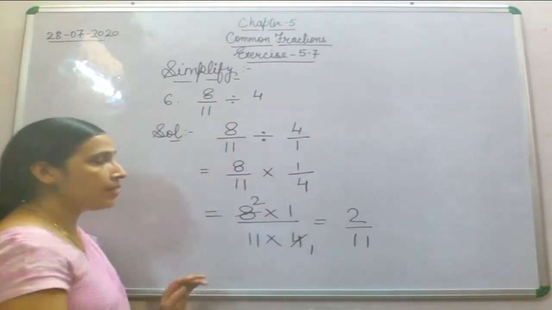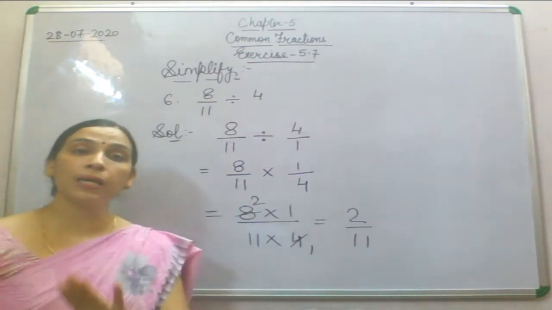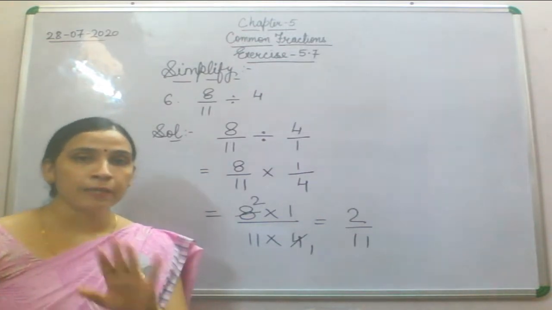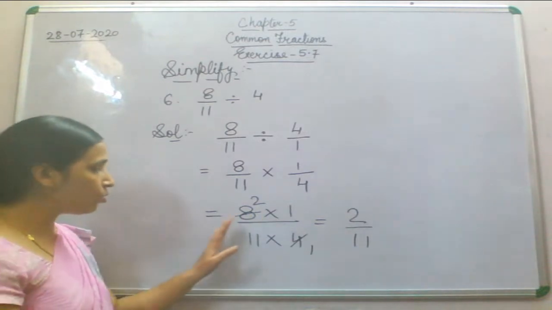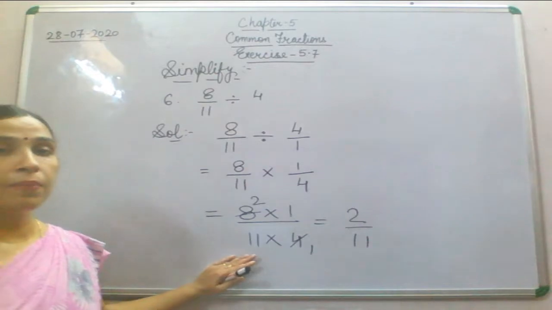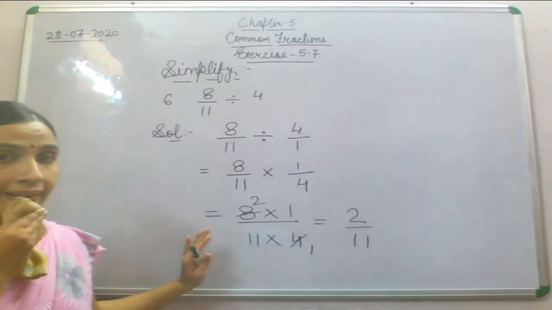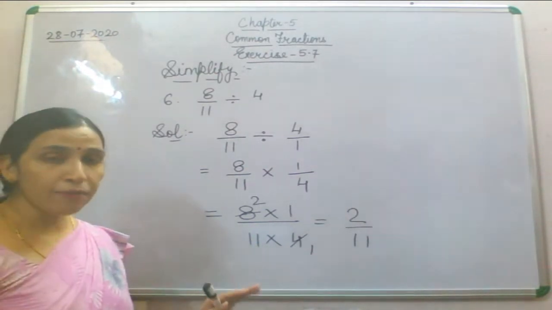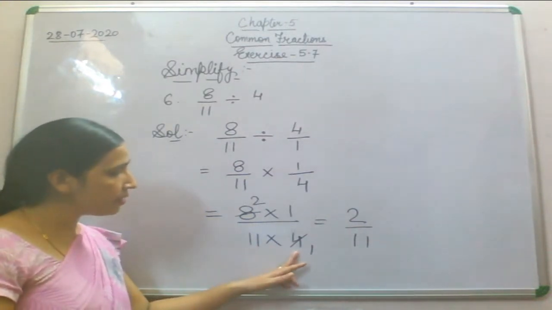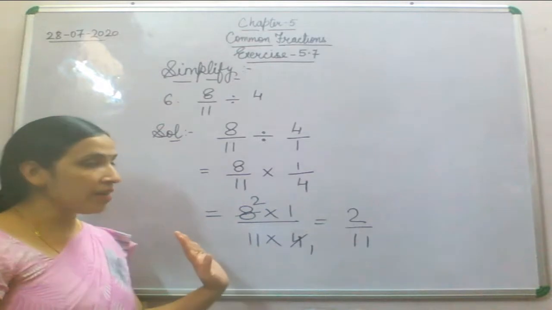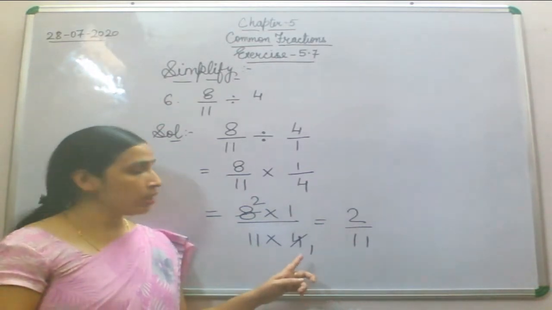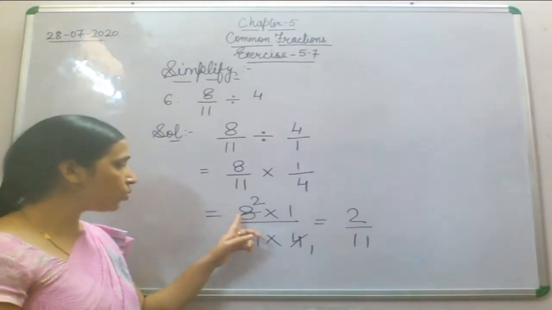Now what is the next step? The numerator will be multiplied by the numerator and the denominator will be multiplied by the denominator. So we are going to do this. Now 8 will be multiplied by 1 and 11 will be multiplied by 4. Now what is the next step here? If you find any common factor, like here we find that in 4 and 8 we have a common factor, that is 4. So we will reduce it by 4. Now 4 ones are 4 and 4 twos are 8.